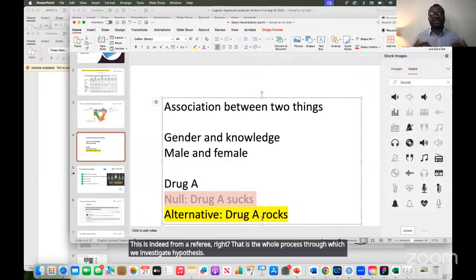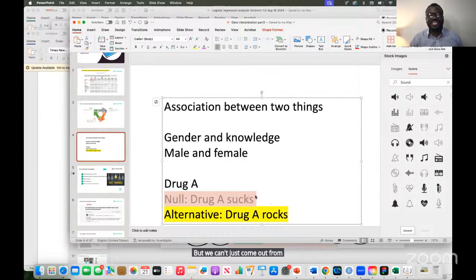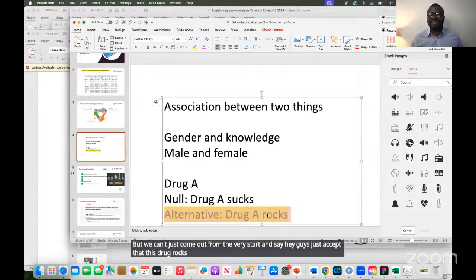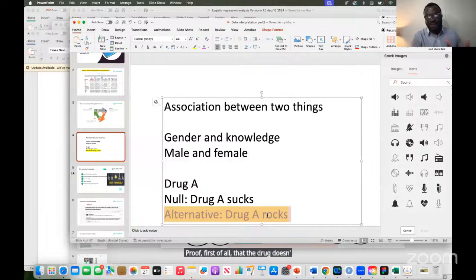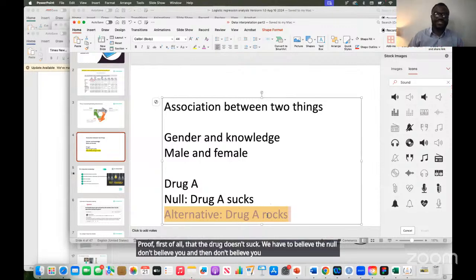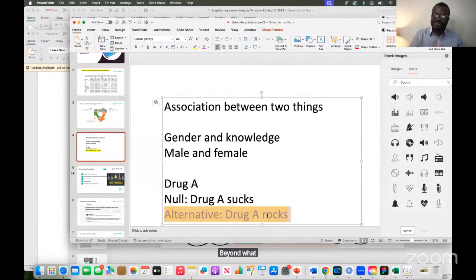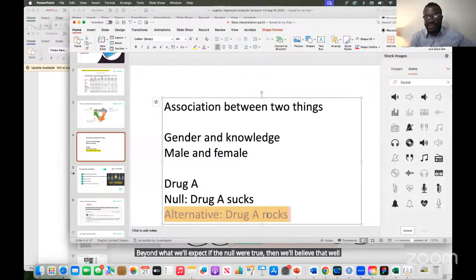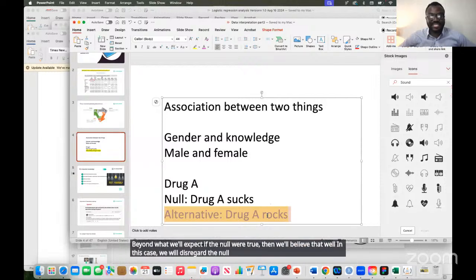But we can't just come out from the very start and say, hey guys, just accept that this drug rocks. Like, no. How? Why? We have no basis to believe you. Proof, first of all, that the drug doesn't work. We have to believe the null, then believe you. And then, if indeed your results are so extraordinary, beyond what we'd expect if the null were true, then we'll disregard the null and go with your claims. I hope that answers your question.